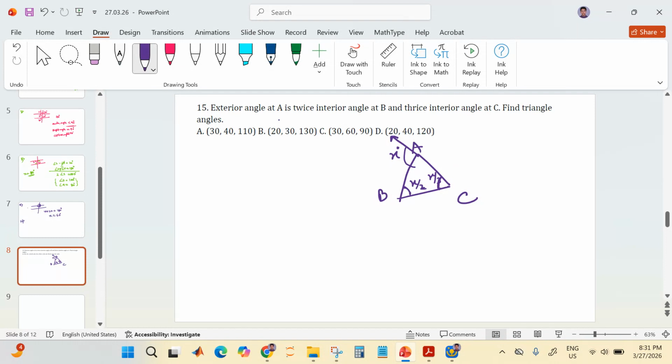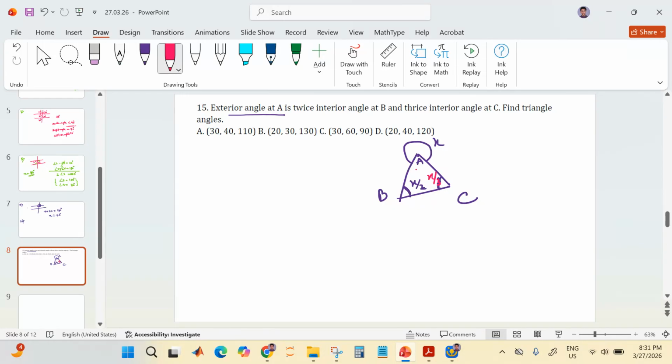So first understand again. Actually, I made some mistake. Exterior angle of A means this one, this complete angle. So this angle is basically x. Exterior angle at A will be half of interior angle at B, and one third of the interior angle at C. So this is x by 3.